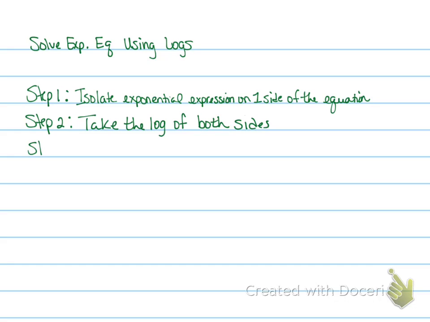And step 3, it says we're going to use the power rule. So that's where we have log base b of m to the r, and that's equal to r times log base b of m. And then step 4 says solve for the variable.